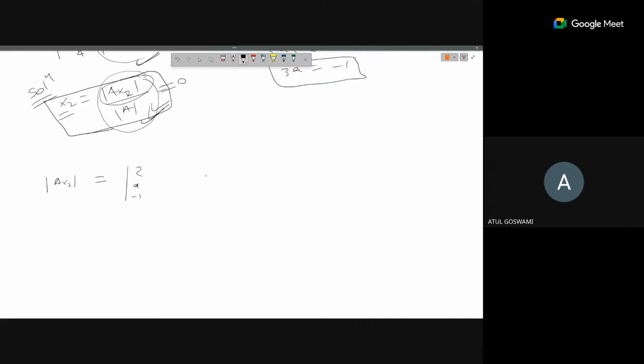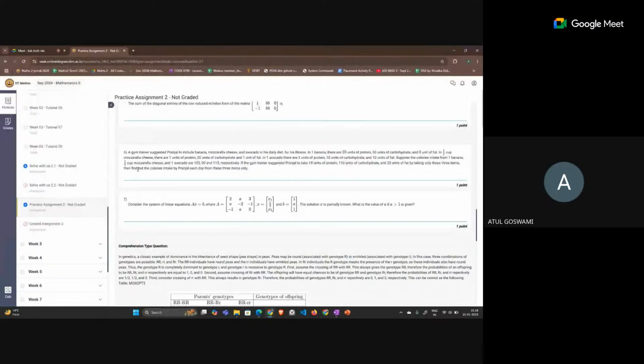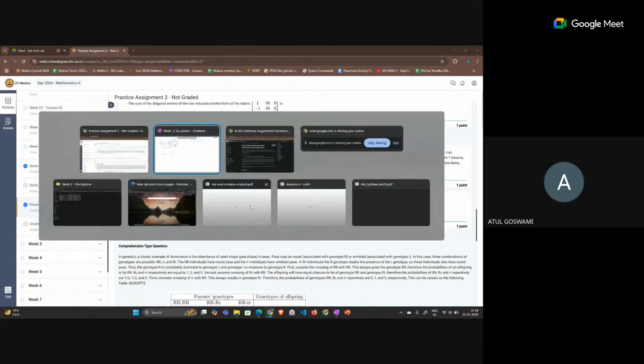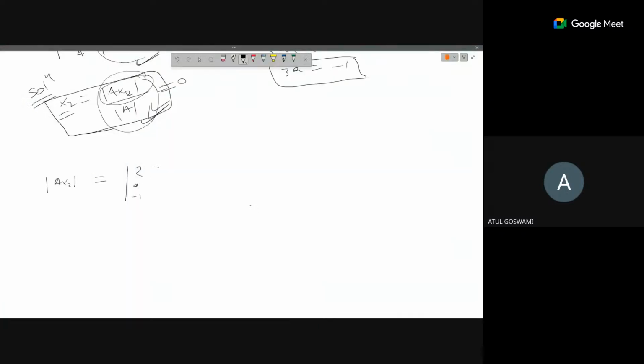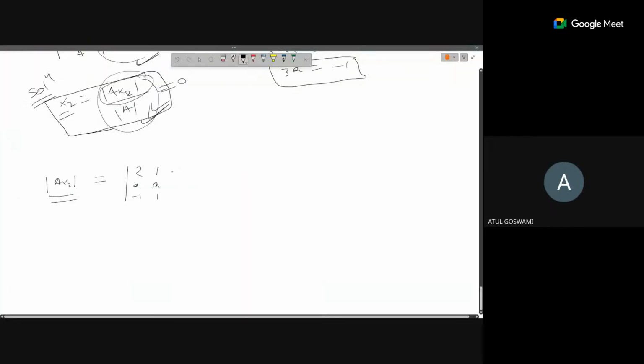Okay, is my voice clear? Now it is clear, sir. So, tell me the first column of the matrix given here: 2a minus 1. And we are finding Ax2, so the second column will be replaced by b, so 1, a, 1. I'm writing the determinant for this Ax2. What is the third column? 3, minus 1, 0.